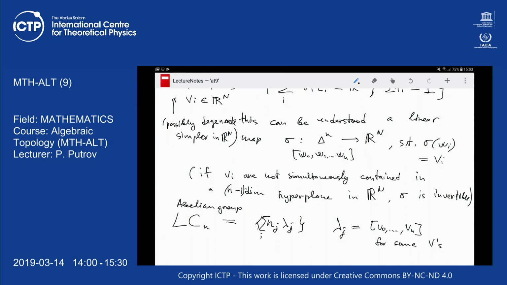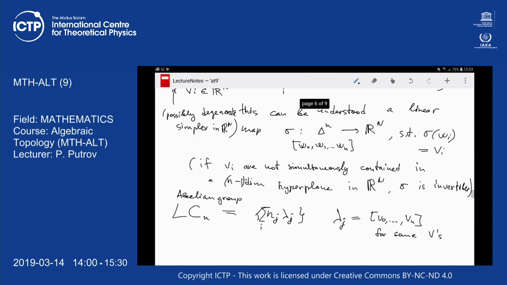By degenerate, I mean that certain vertices can have essentially zero volume. So again, if I understand these lambdas, the coefficients, as integer numbers, I can understand this space LCN, this abelian group, as a subgroup of our usual Cn of Rn.